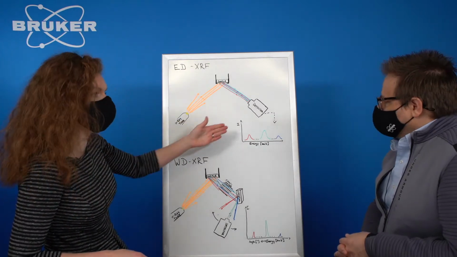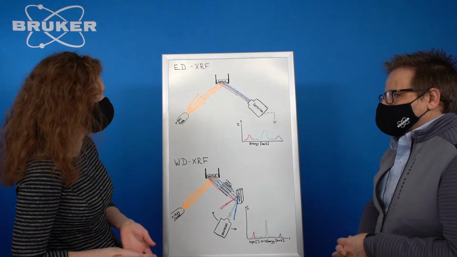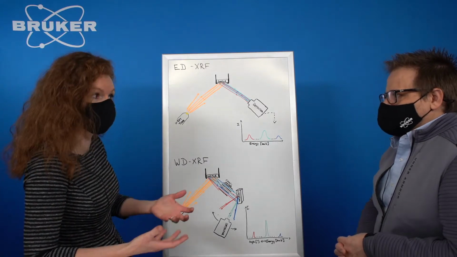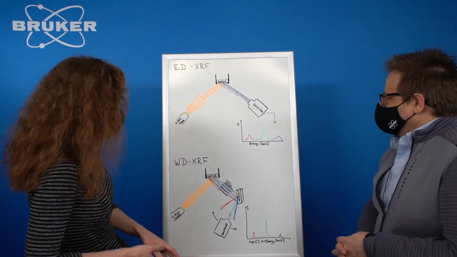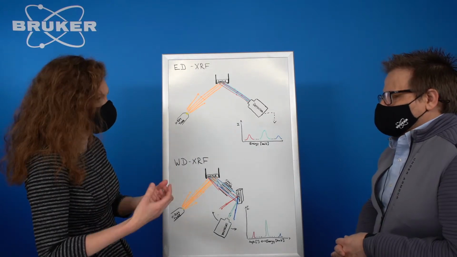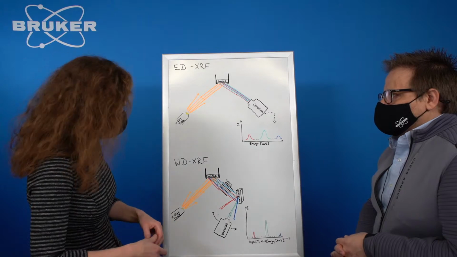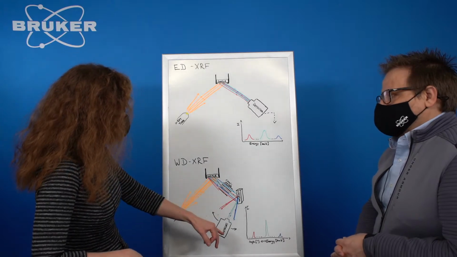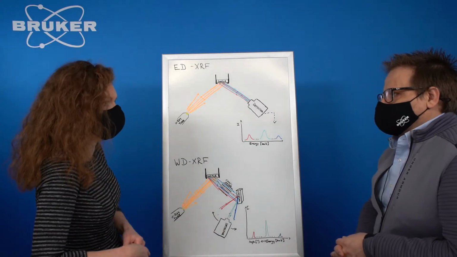So here we need to have a very good detector in energy dispersive, and we actually do have a good detector with our S2 Puma. But if we need more distinction between peaks, if we have a lot of elements, then a crystal can help to improve that resolution even more.